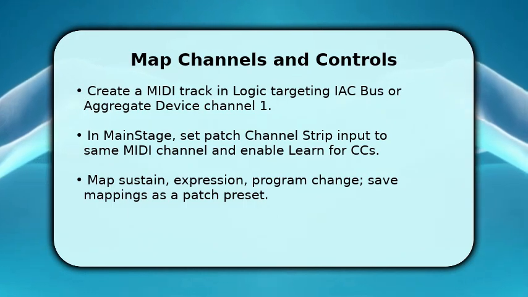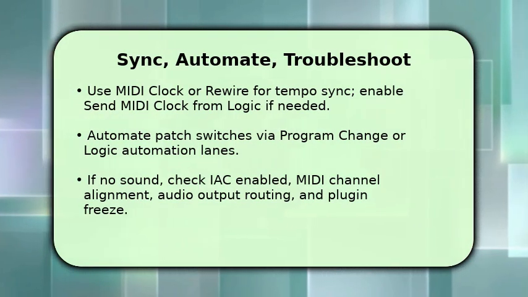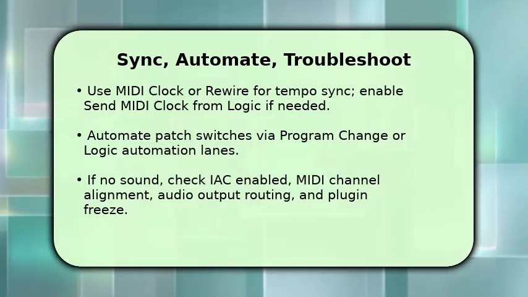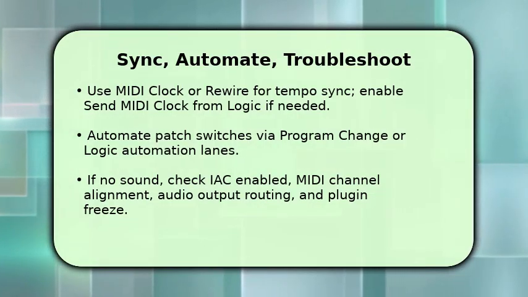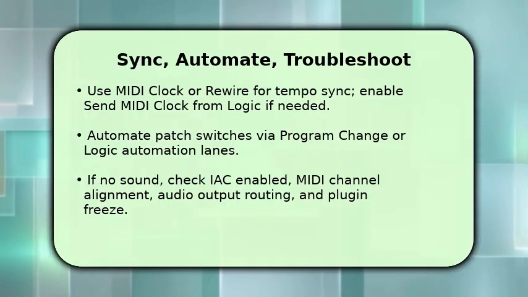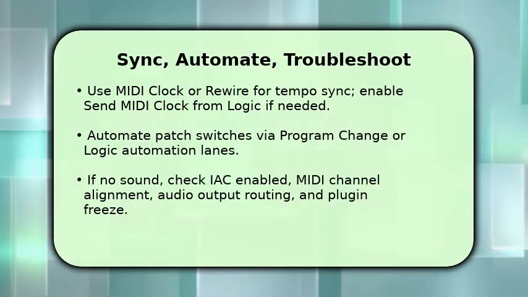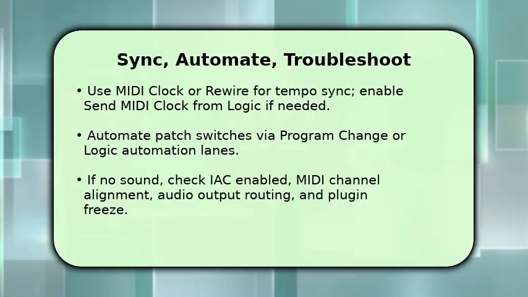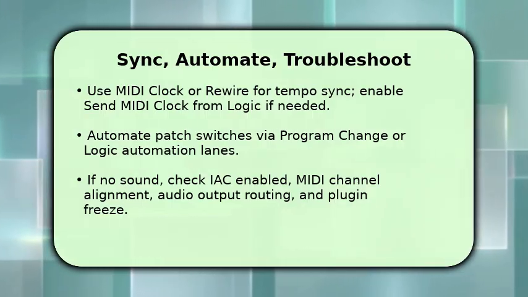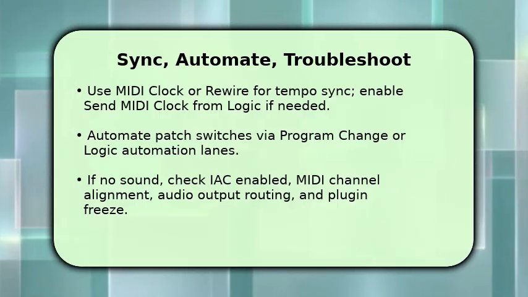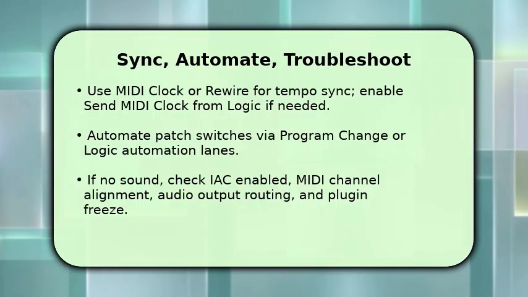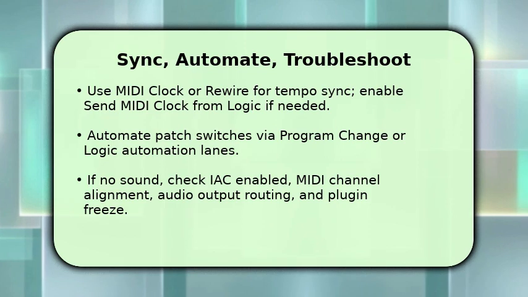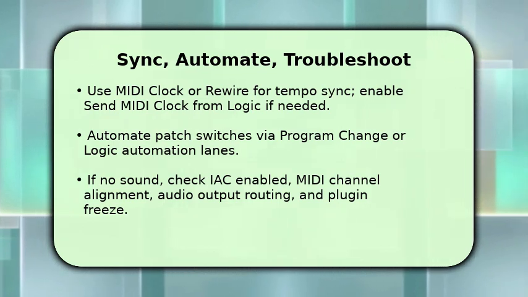You finish by syncing, automating, and checking common failure points. Set Logic to send MIDI clock or use ReWire to keep tempo and transport aligned. Make sure MainStage accepts that clock. Automate patch changes with program change messages or draw automation lanes in Logic to trigger patch switches. If things go wrong, verify the IAC driver is enabled, MIDI channels match, audio outputs route to your interface, and plugins aren't frozen. Finally, save both the Logic project and the MainStage concert so your setup reloads reliably next time.